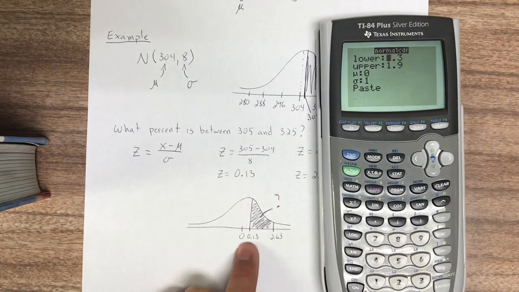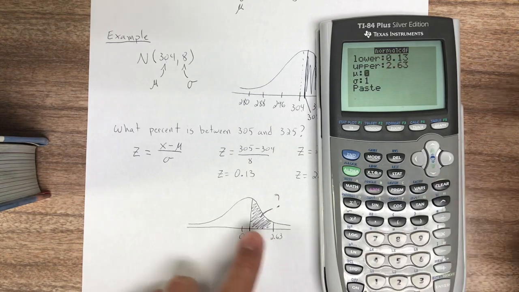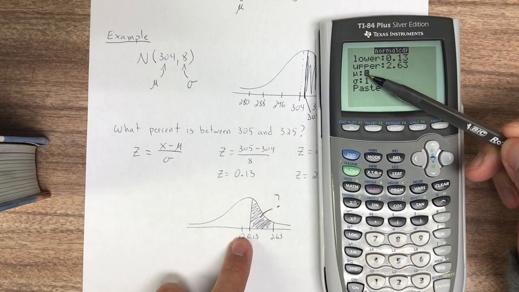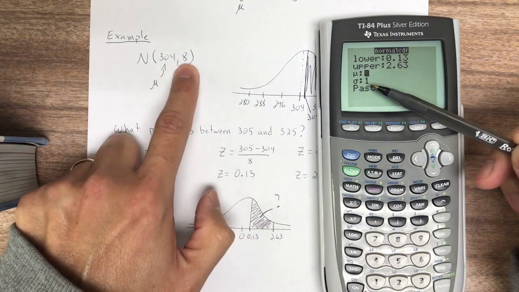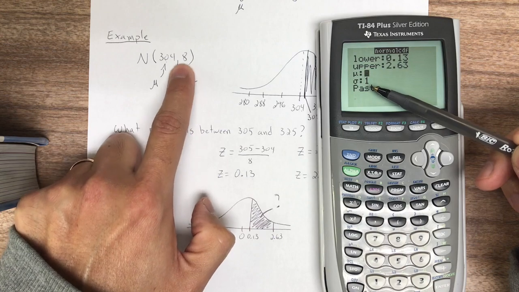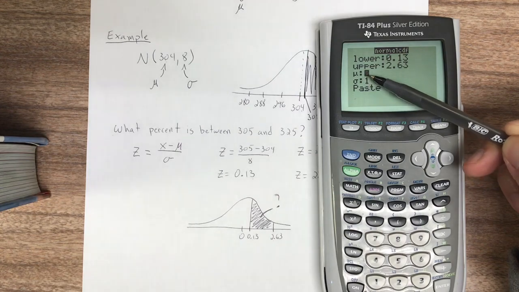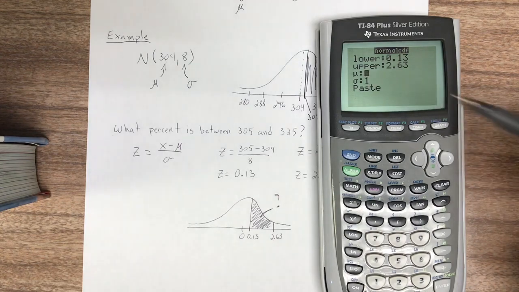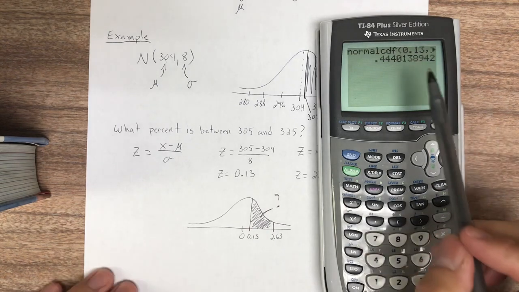So let's do that right now. We have 0.13, and the second one is 2.63. Now for the mean, remember that we're using z-scores. So your mean will always be 0 for z-scores, and the standard deviation, the distribution has standard deviation of 8. But as a z-score, that's going to be 1 standard deviation. So I'm going to use 1 for sigma. So the mean is 0 and the standard deviation is 1. That is in z-scores. You can say z-score language. So you go here, you paste, and then you press enter, and that's going to be your area under the curve.